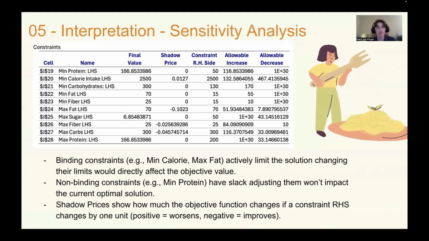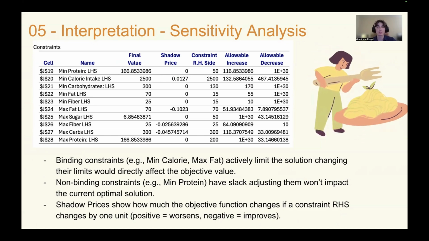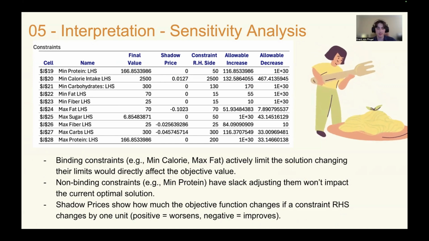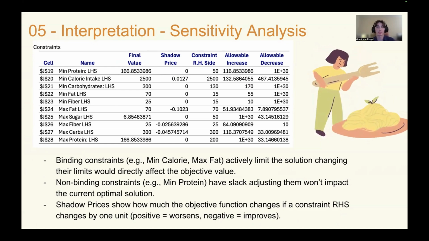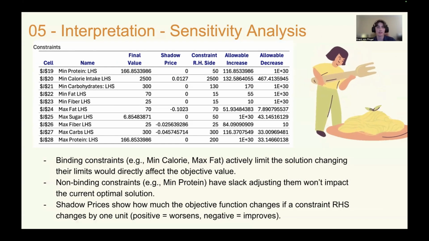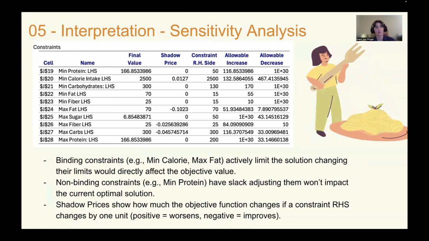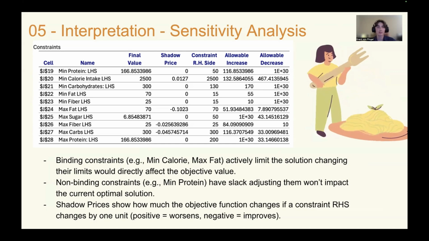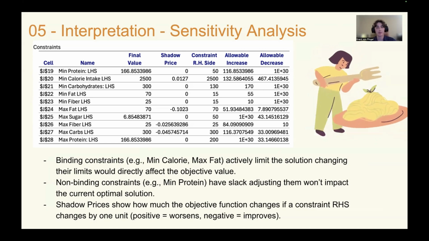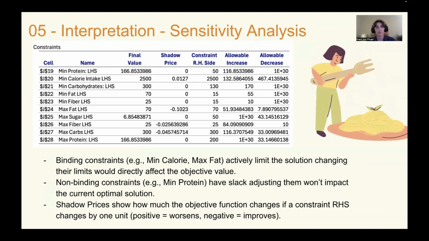So here's our constraint sensitivity analysis. For our binding constraints, anything with a shadow price actively limits the solution, and changing their limits would impact the objective value. For non-binding constraints, anything with a zero shadow price has slack, and adjusting it won't impact the optimal solution. For our shadow prices, the objective function changes if a constraint right-hand side changes by 1 unit. So for example, if we were to raise the max fiber constraint value from 25 grams to 30 grams, we would see an increase of 5 grams, and that would decrease our minimum cost objective solution by $0.128.